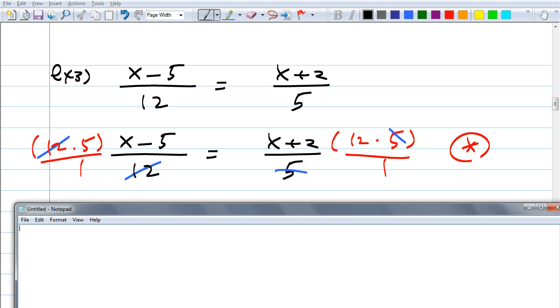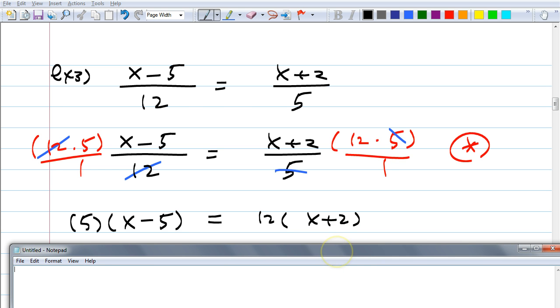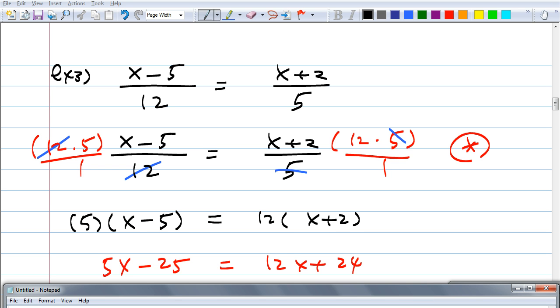X minus 5 times 5 equals to? Yep. Of course, those two binomials are in parentheses, right? All right, Andrew? Okay. So then we get this. Kristen, then what do we get after this? You get 5x minus 25 equals 12x plus 25. Good. Now, Savannah, what should I do next?